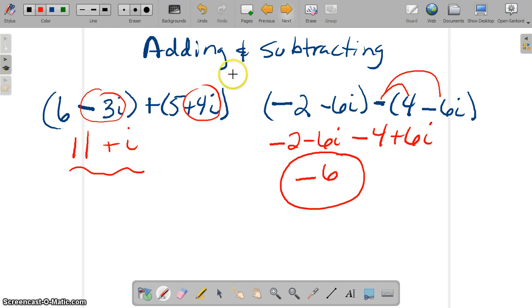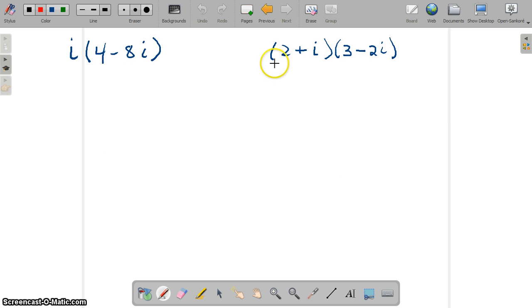When we do multiplication, which is right here in these two examples, like I said, kind of pretend like they're variables. Use the distributive property, and we would get 4i minus 8i squared. Now here's the deal. You use the distributive property, you're good with that, but you can actually simplify a little bit more.